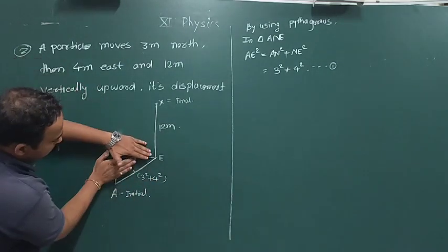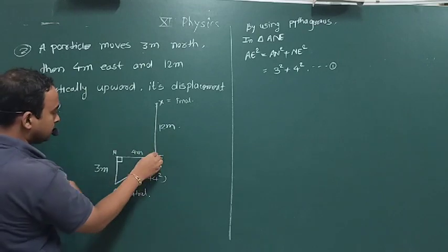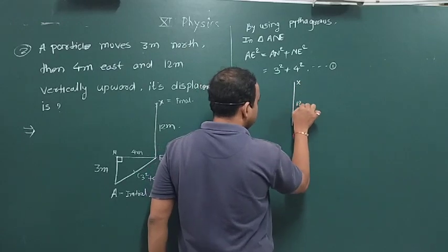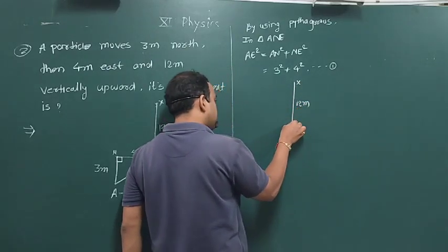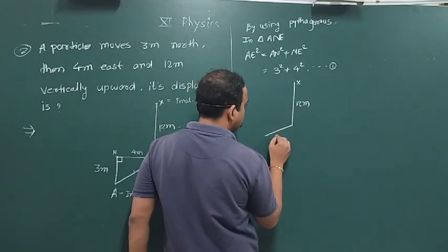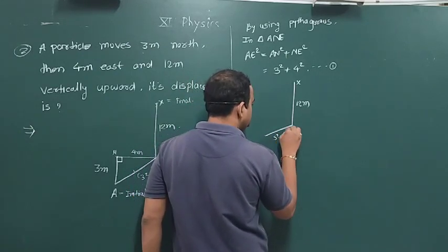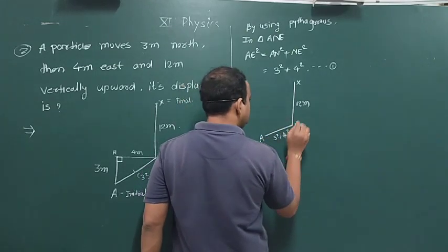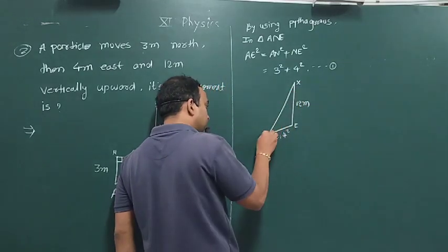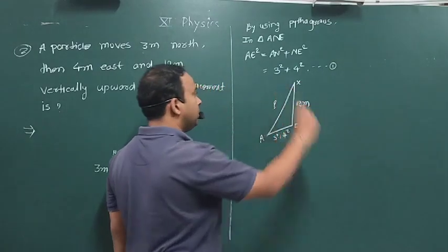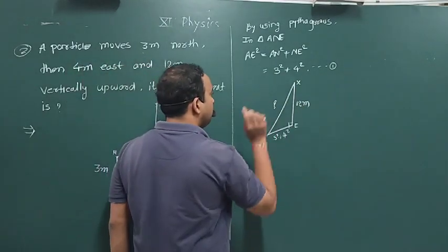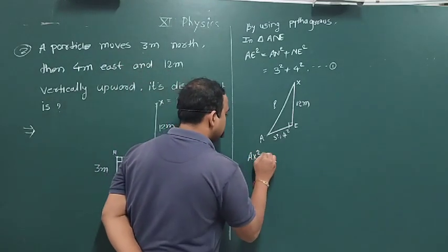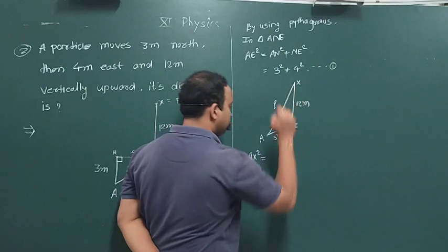Now remove this side. So this is then again perpendicular. That means this is the point x. So this is the 12 meter, and this side we get 3 square plus 4 square. So this point is A. Here point is E. Now to find the displacement, we again apply Pythagoras theorem. So we get AX square is equal to AE square plus EX square.